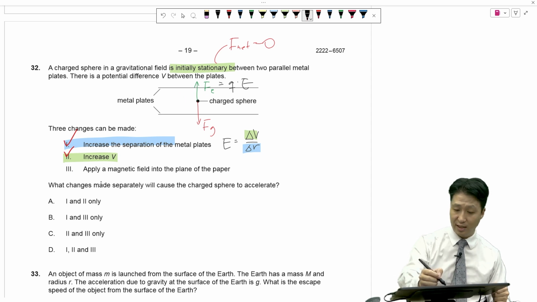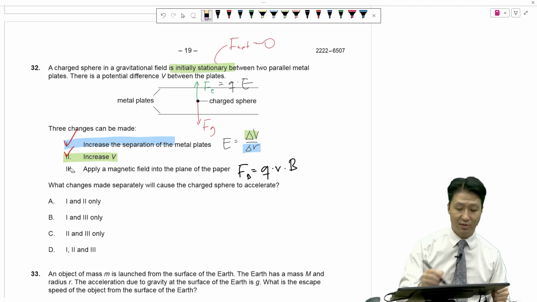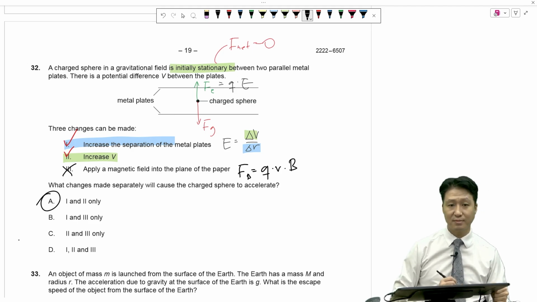But 3, applying a magnetic field, the magnetic force on the charge is the charge times the velocity times the magnetic field strength. The velocity is 0 initially, therefore this will not accelerate just because you put a magnetic field. Number 3 does not make it accelerate. So the answer should be A.